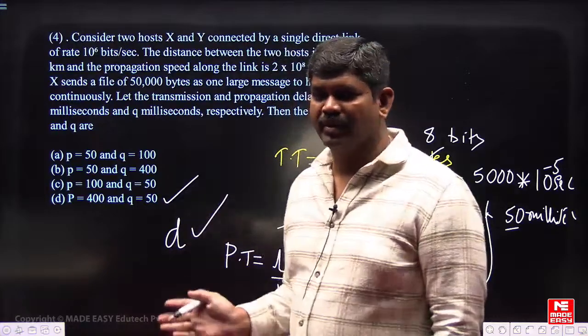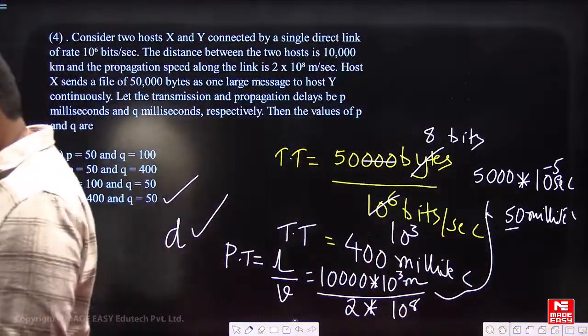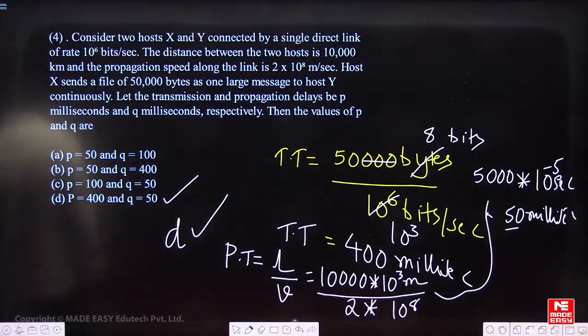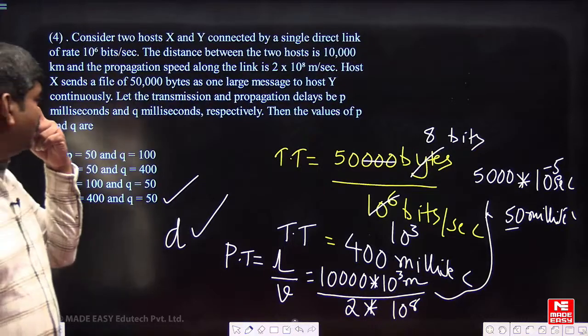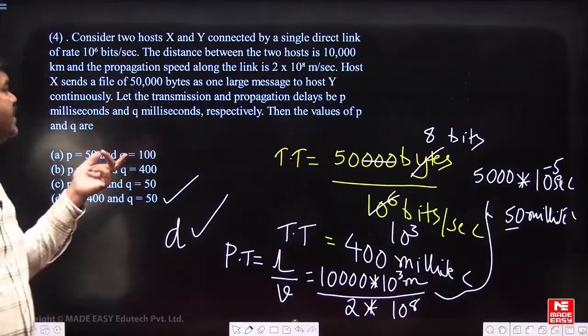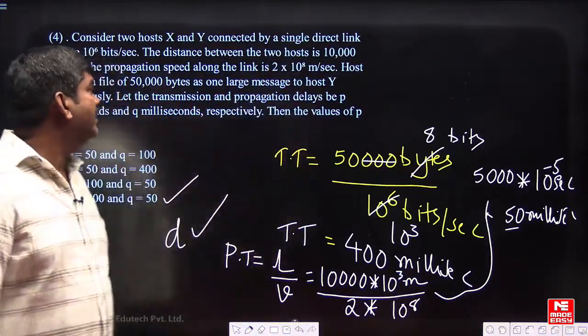It's a direct question. How many people have done it? Let us check. Yes, Yashwant, correct. Anushka, very good. Srinivas, correct. Sagar, very good. Prakash, correct. D is the answer. Sometimes it will be a direct question, but they want to test only the calculations. You can see it's a single direct link.